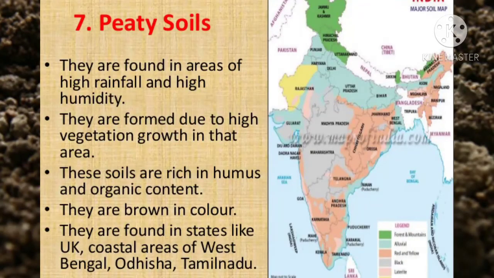Now the next type is peaty soil, or we can say peat soil, which we are getting in the area of northern part of Bihar, southern part of Uttarakhand, and the coastal areas of West Bengal, Odisha and Tamil Nadu. It is an unconsolidated black or dark brown soil material consisting of slightly decomposed or undecomposed fibrous vegetable matter that has accumulated in a waterlogged environment in which air is virtually absent.